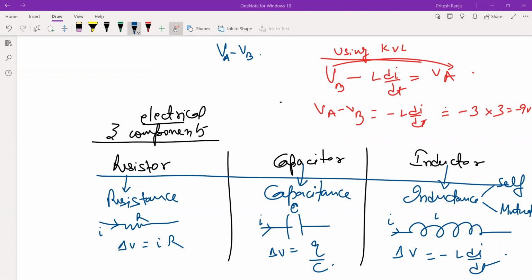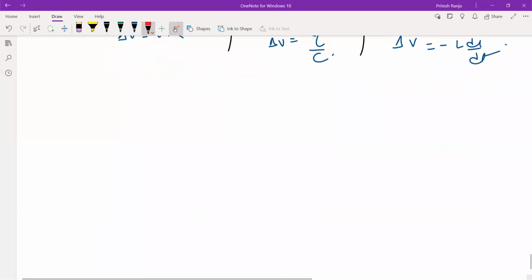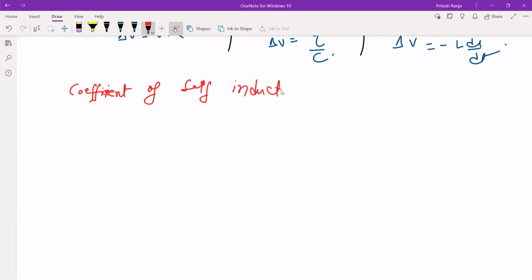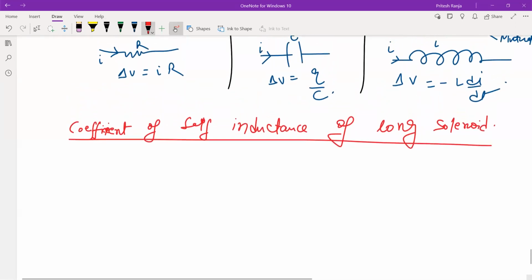Okay. Now moving to the last thing for today, that is the self-inductance for a long solenoid we will see. Coefficient of self-inductance of a long solenoid.